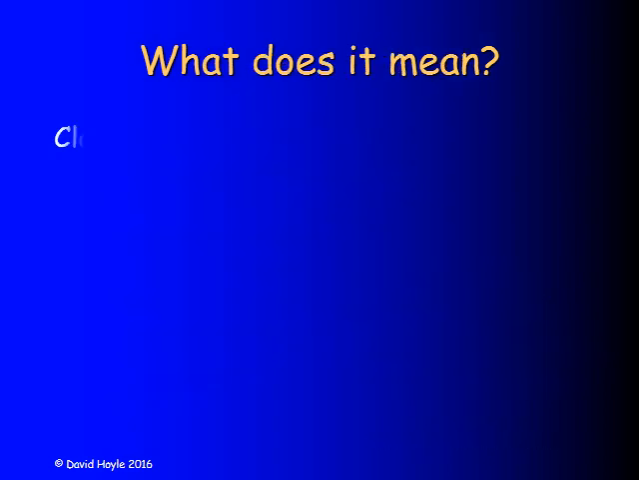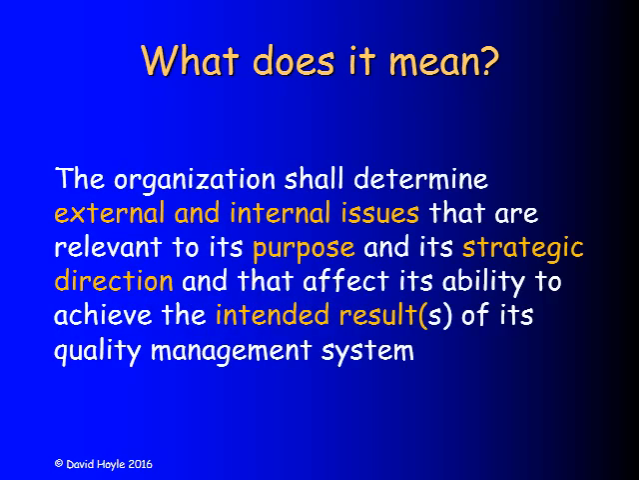In clause 4.1, the organization is required to determine external and internal issues that are relevant to its purpose and its strategic direction, and that affect its ability to achieve the intended results of its quality management system. I've highlighted several terms here because they need some further explanation.